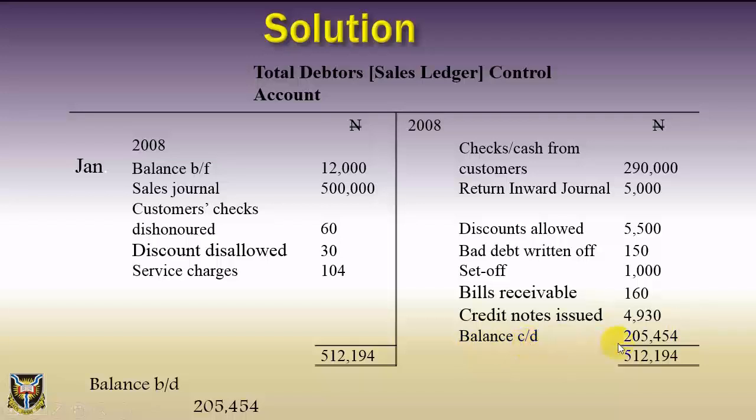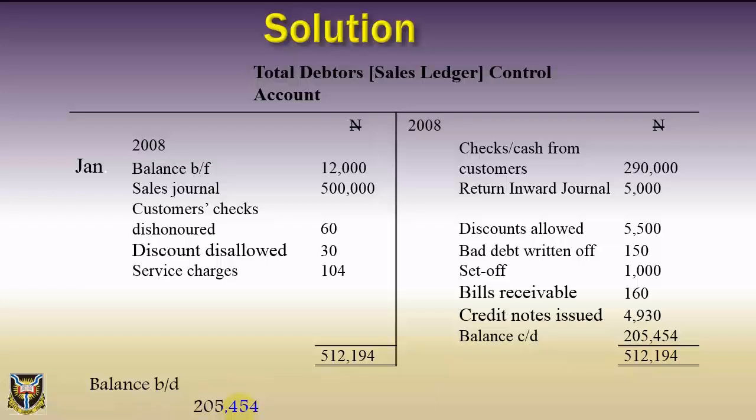Balance C/D 205,454, making 512,194. Balance B/D is equal to 205,454.